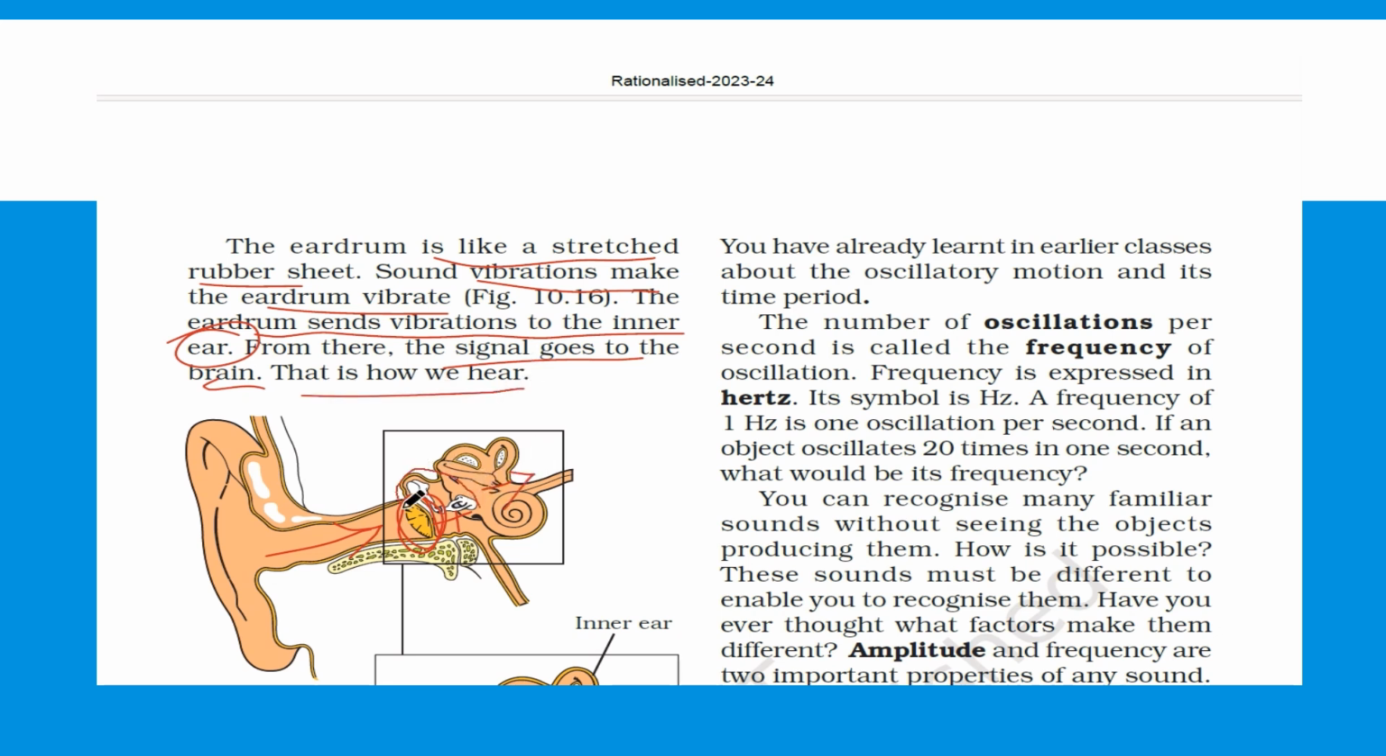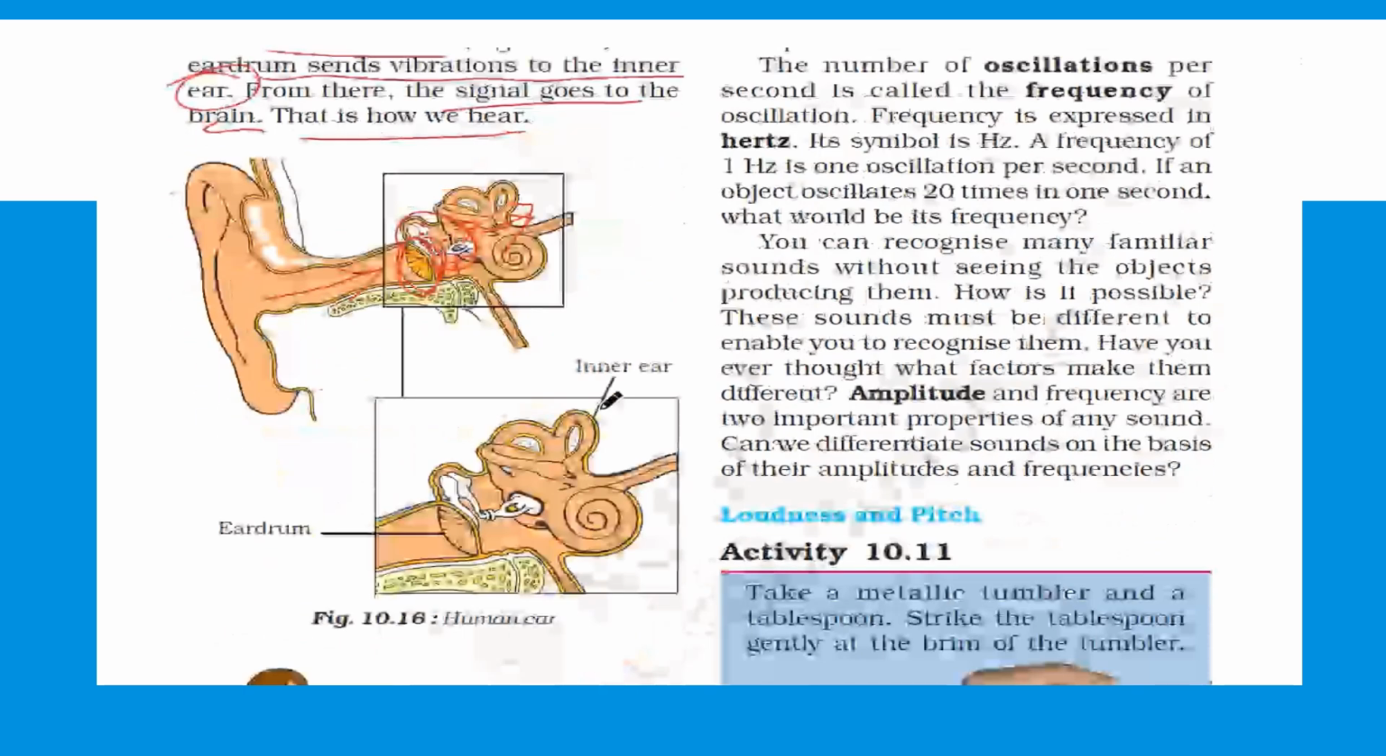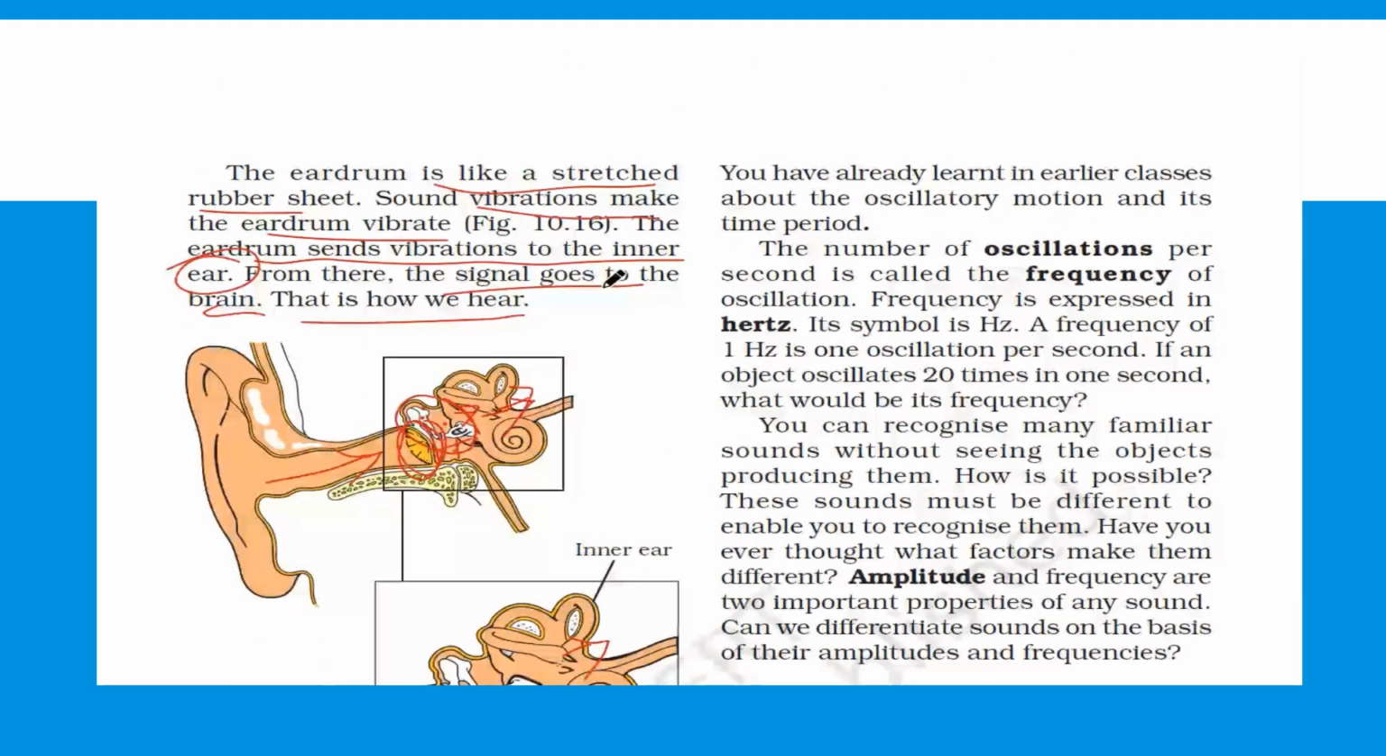Here in the inner ear, we have 3 bones, that is malleus, incus and stapes. The movement of these bones vibrates the semicircular canals. This structure you will be studying in higher classes. After the semicircular canal is activated, it sends a signal to the brain that we have heard something.